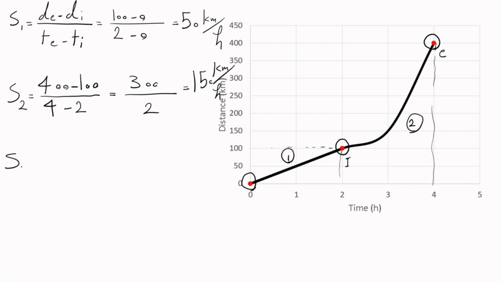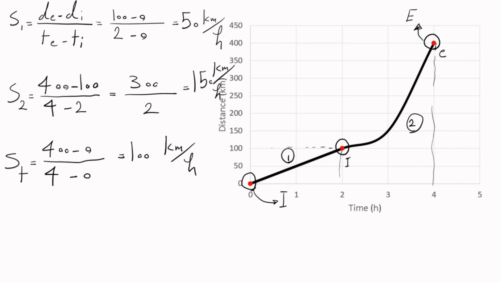Let's calculate average speed for the whole route. I'm going to show it with ST. This is the ending point of the whole route. I'm going to show it with capital letter. And this is the initial point of the whole route. So the distance of the ending point would be 400, and distance of initial point 0. The time of ending point 4, and the time of initial point 0. It's going to be 100 kilometer per hour. Sometimes I have seen that the students calculate the average of S1 and S2. It cannot be correct. You must apply this method.